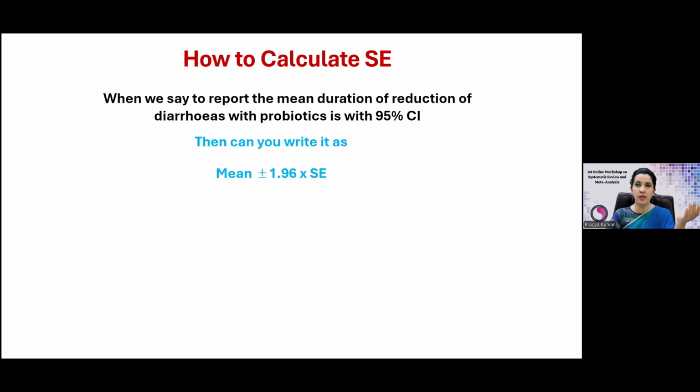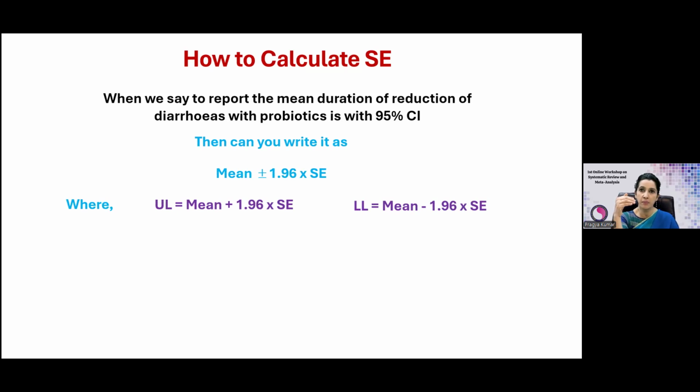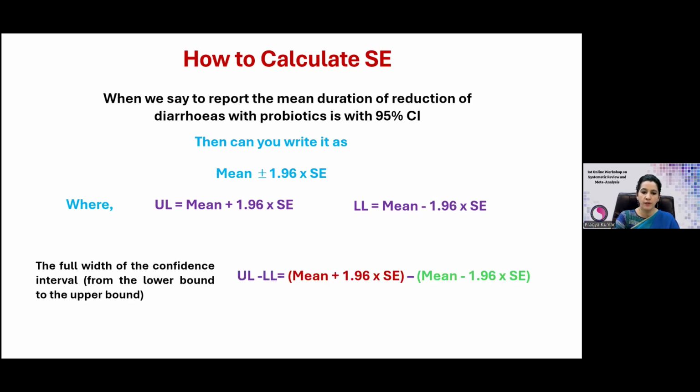When we talk about a 95% confidence interval, how do we write it? We say mean plus or minus 1.96 multiplied by SE. So the upper border of the confidence interval is mean plus 1.96 into SE, and the lower border is mean minus 1.96 into SE. If you take upper minus lower, the mean cancels and the 1.96 into SE gets doubled. So your SE will be the upper limit of the confidence interval minus the lower limit, divided by 2 into 1.96.